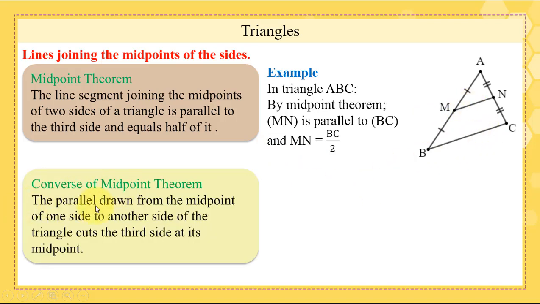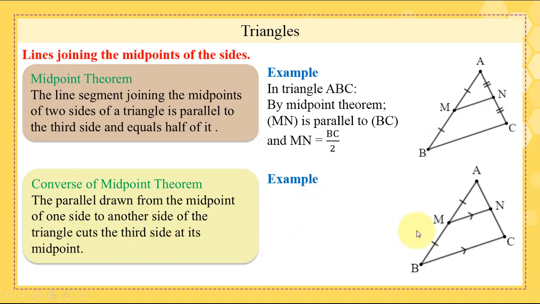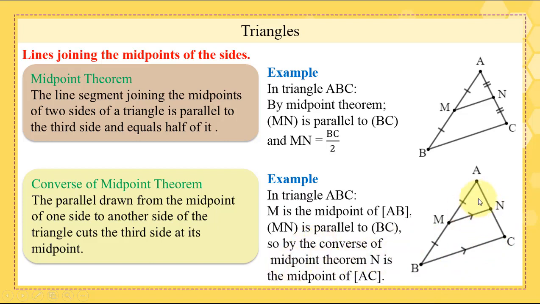Conversely, the parallel drawn from the midpoint of one side to another side of the triangle cuts the third side at its midpoint. Example, in triangle ABC here, we have M given midpoint of AB. MN is drawn parallel to BC. Then, by converse of midpoint theorem, N will be the midpoint of AC.